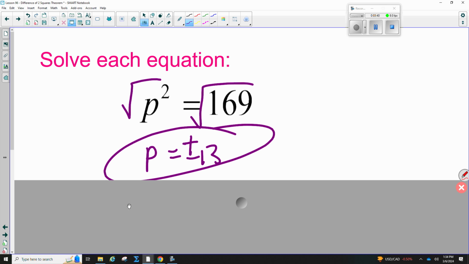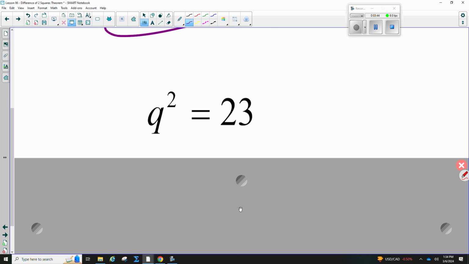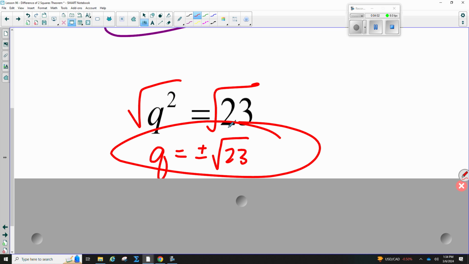What if it's not a nice root? What if I have q squared equals 23? We still solve algebraically. This one you could not solve by factoring, by the way. But you can solve algebraically, and you would get q equals, and we just leave it as plus or minus the square root of 23. I don't need a decimal. Just do plus and minus the square root of 23.